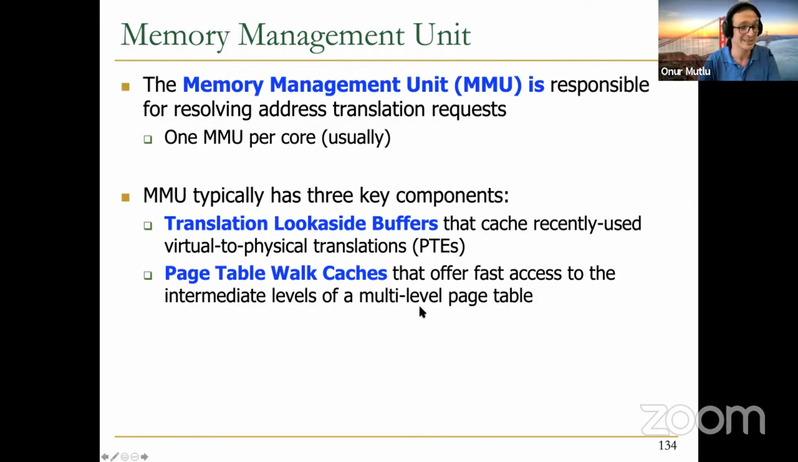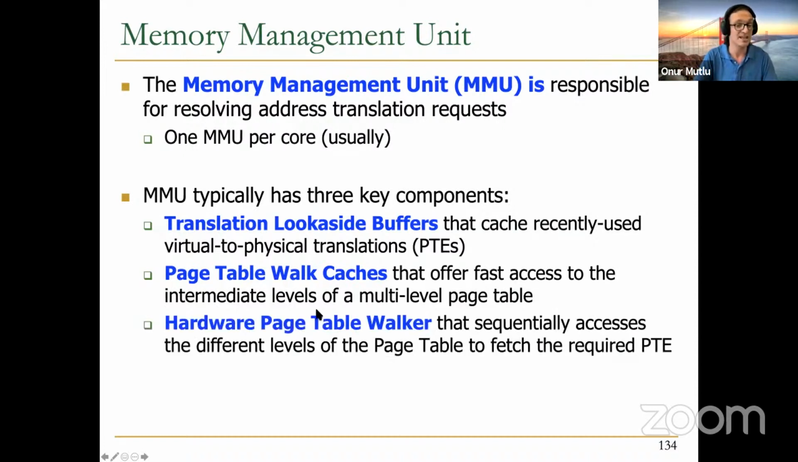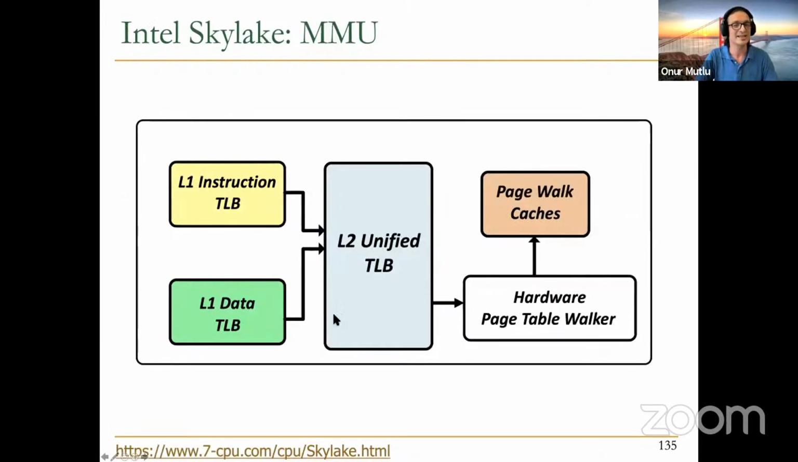This is to aid the translation TLB misses, essentially. And then a hardware page table walker sequentially does the page table walk, which accesses the different levels of the page table to fetch the required PTE. And this is all in hardware. So now we can see that there's a big hardware block over here. Okay, let's take a look at this MMU.